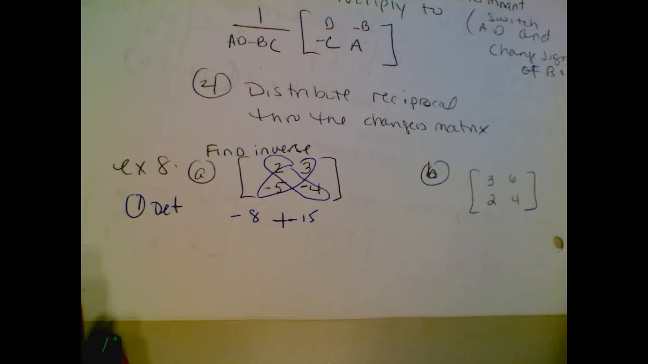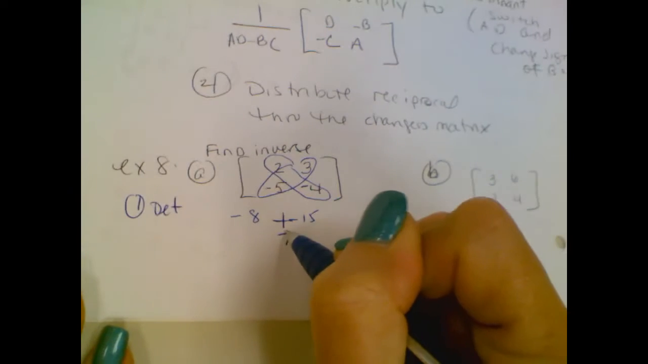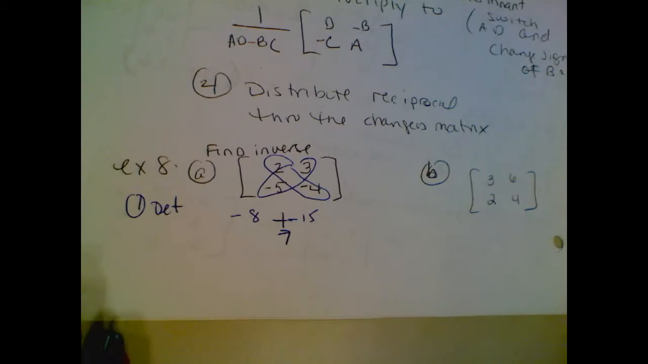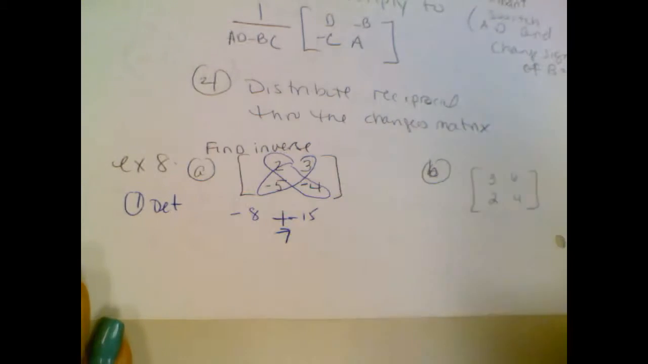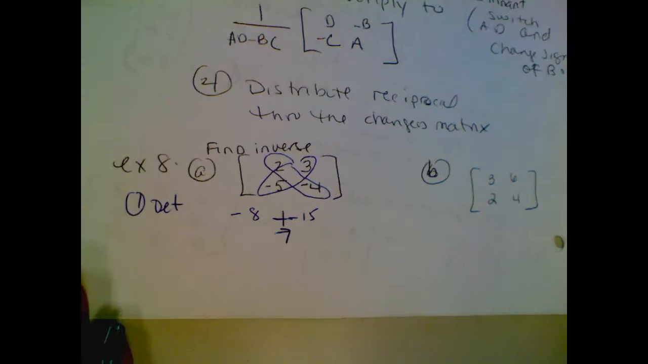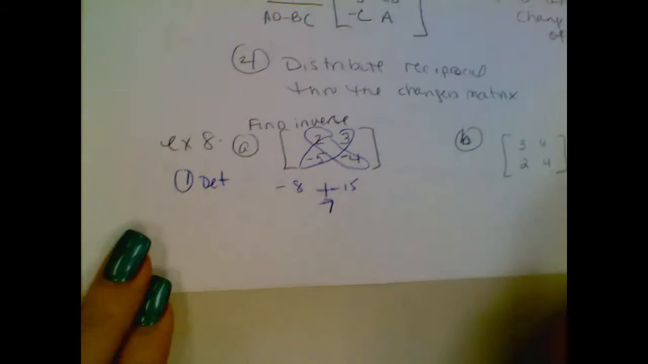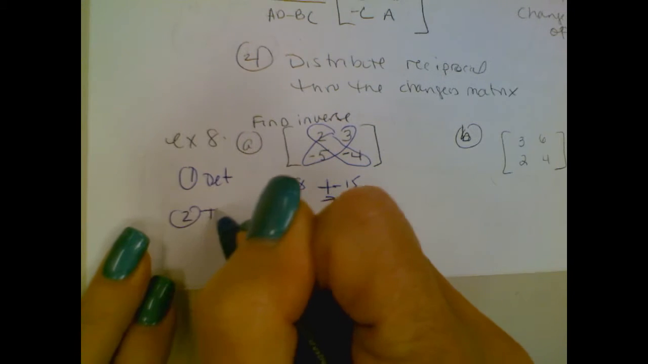Is it all right? So did you guys get 7? You guys get 7 for the determinant? All right. Are we done? No, we have to find the inverse now. Does the inverse exist? Yes, because it's not 0. So step 2, it's time to find the inverse.